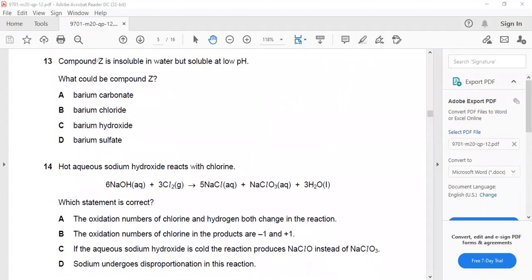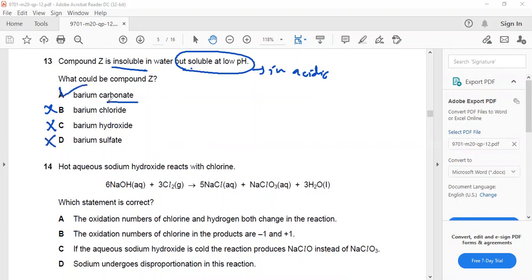A little easier. The compound is insoluble in water, but soluble at low pH, which means in acid. Low pH means acidic. So barium chloride is wrong, because all chlorides are soluble, so barium chloride is soluble in water. Barium hydroxide is soluble in water. Barium sulfate has no reaction at low pH.